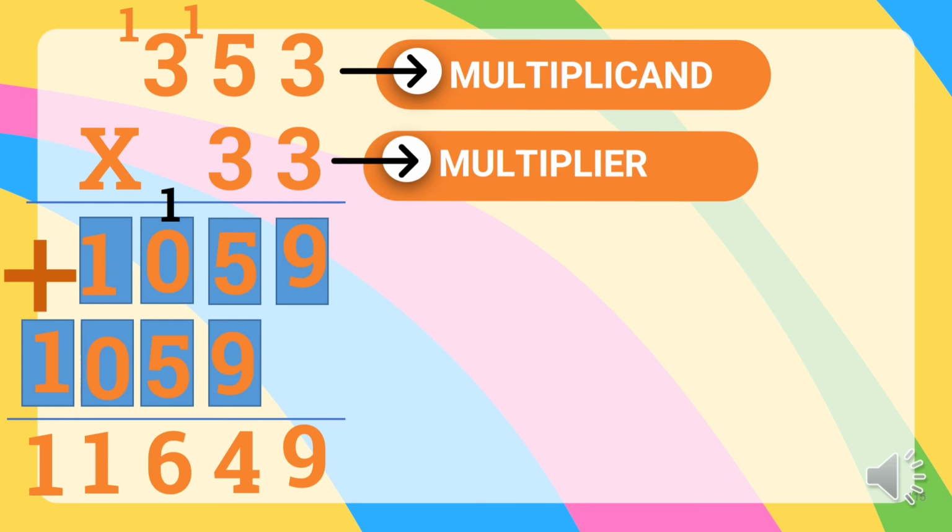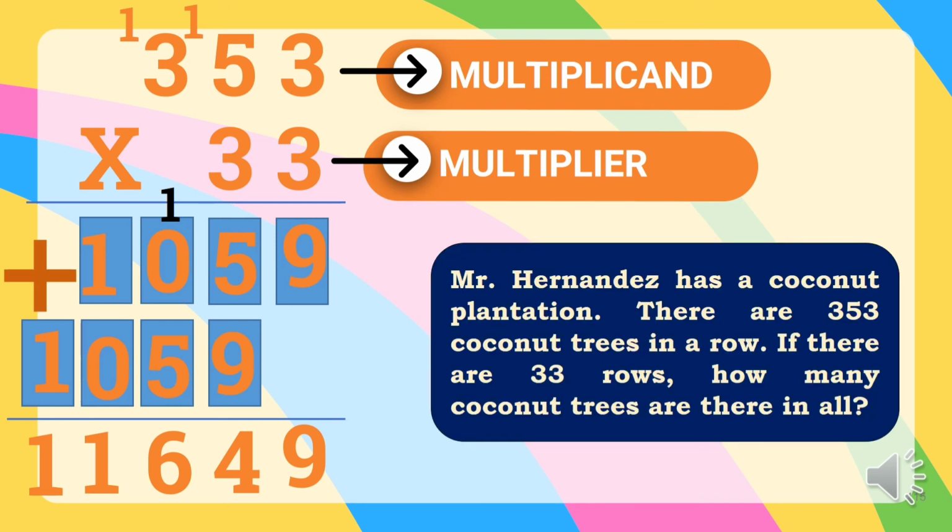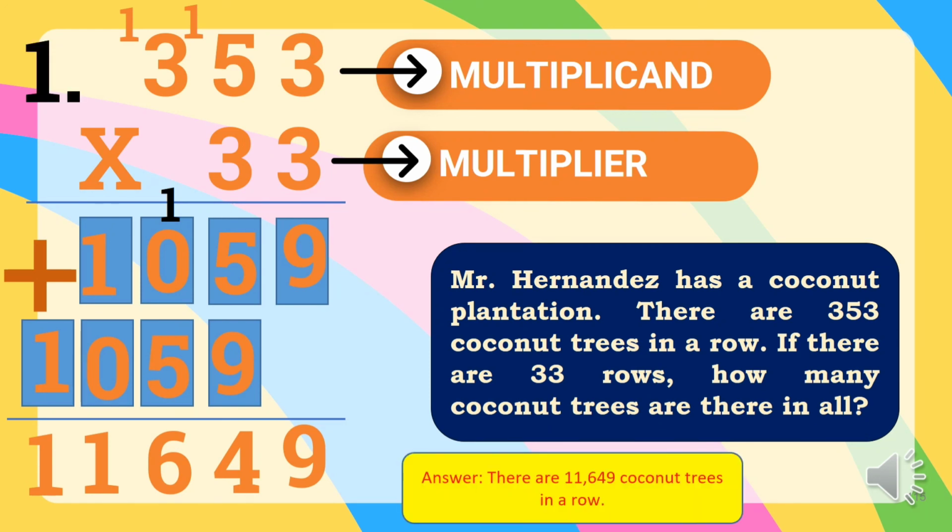So Mr. Hernandez has a coconut plantation. There are 353 coconut trees in a row. If there are 33 rows, how many coconut trees are there in all? So 353 times 33 is equal to 11,649. Therefore, there are 11,649 coconut trees in all.